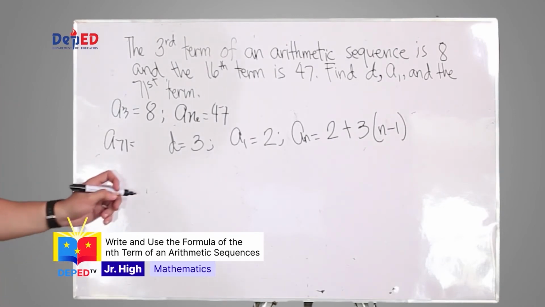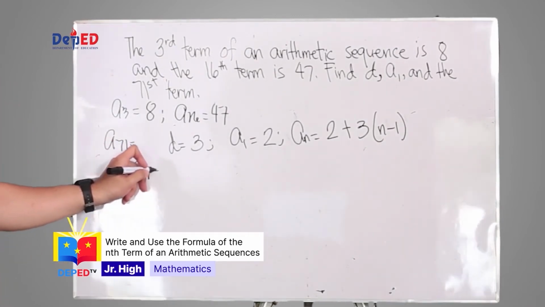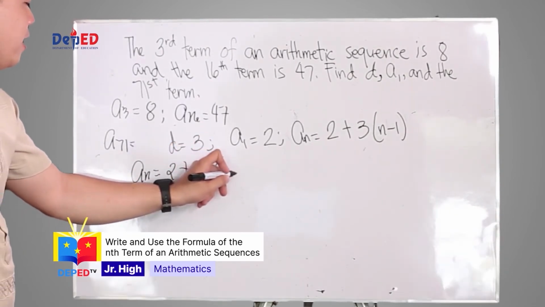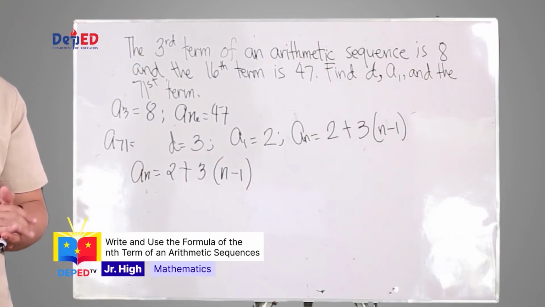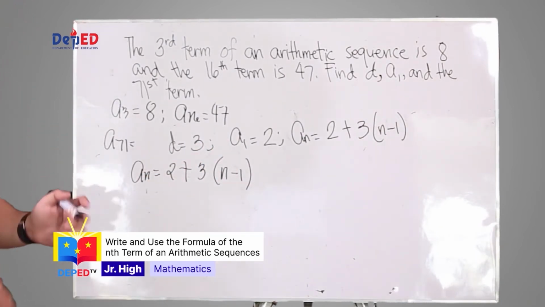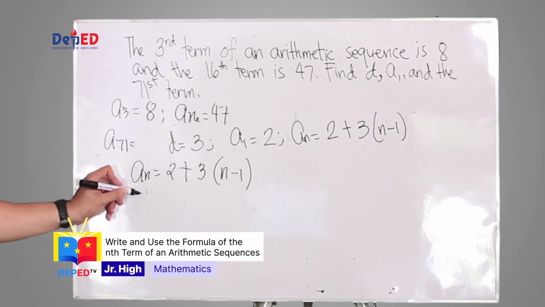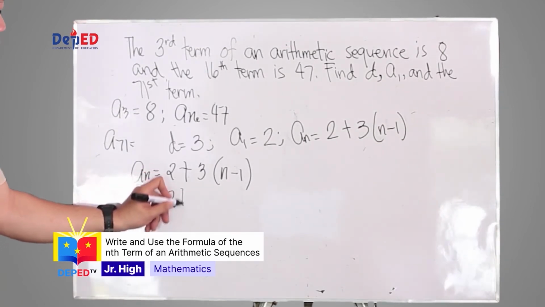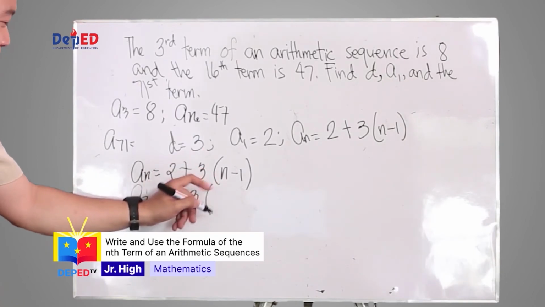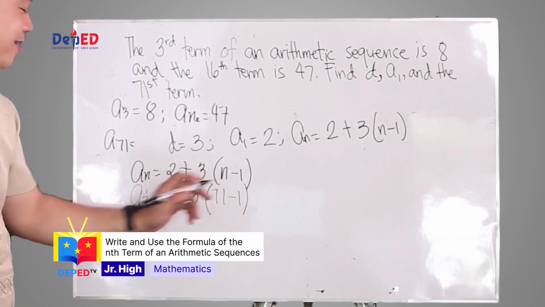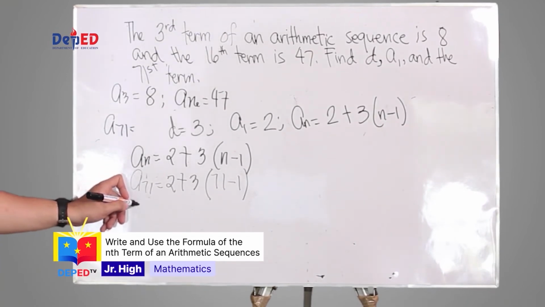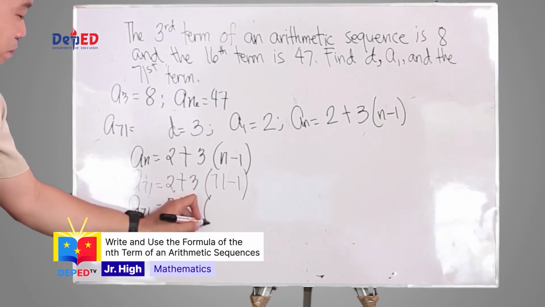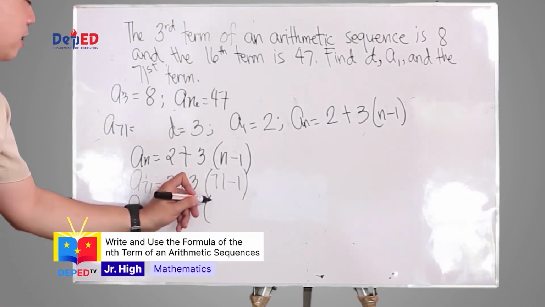We will use, again, a sub n is equal to 2 plus 3 times n minus 1. Again, we are looking for the 71st term, so we will substitute 71 for our n. So that's a sub 71 is equal to 2 plus 3 times 71 minus 1. Next, we have a sub 71 is equal to 2 plus 3 times 70, since 71 minus 1 is 70.